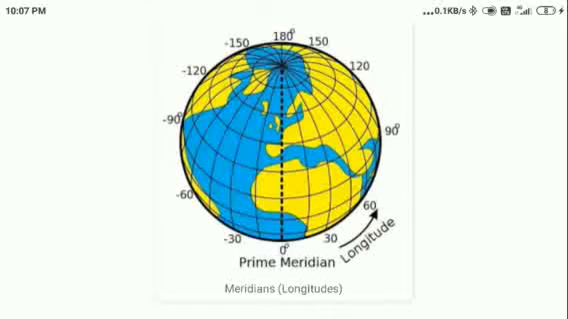So this prime meridian is also doing the same thing, dividing the earth into two equal halves. The first half is called the eastern hemisphere and the other half is called the western hemisphere. So basically we are dividing the earth into two parts, one by the equator, northern and southern, and here by the prime meridian we are doing the eastern and western hemisphere.